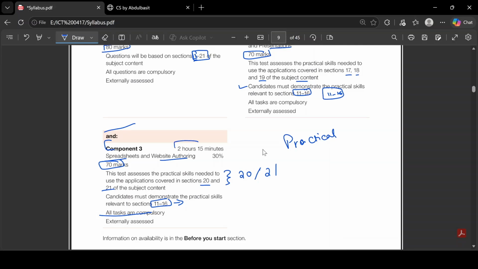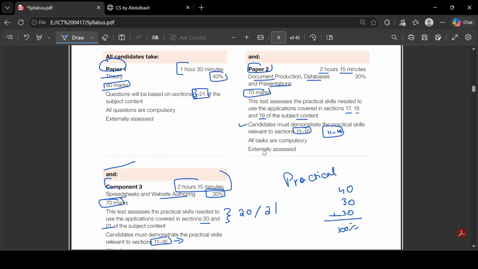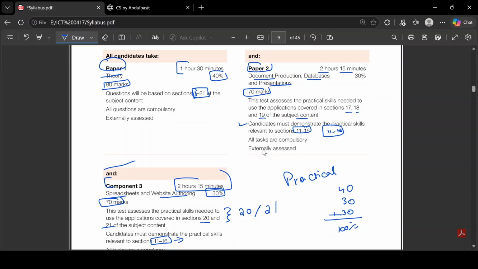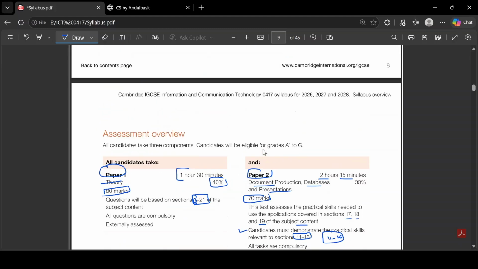The time limit is the same as paper 2, 2 hours and 15 minutes, and the weighting is 30%, meaning that 40 plus 30 plus 30 equals 100% of your marks. We have 80 marks, 70 marks, and then 70 marks. So out of your total, 40% of your marks will be considered from paper 1, 30% of the 70 for paper 2, and for paper 3 also 30% of the 70 would be considered. Now moving towards the syllabus content again.